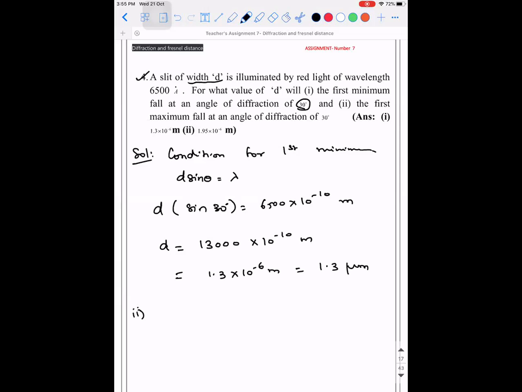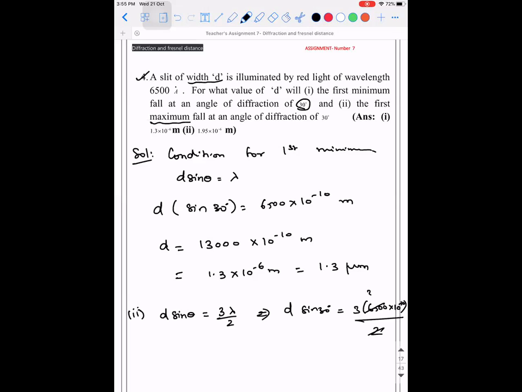Similarly, second part of the question, you guys tell me, what should be the value of d for which the first maximum falls at an angle of diffraction of 30 degrees? So what is d sin theta equal to? Condition for first secondary maximum. When they say first maximum, it is the first secondary maximum. Three lambda by 2. That's right. So d into sine 30 is equal to 3 into lambda, 6,500 again into 10 power minus 10, the whole divided by 2.